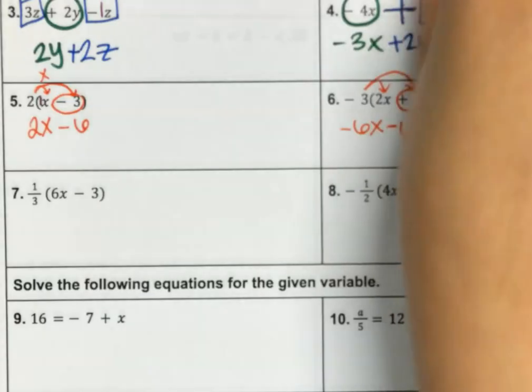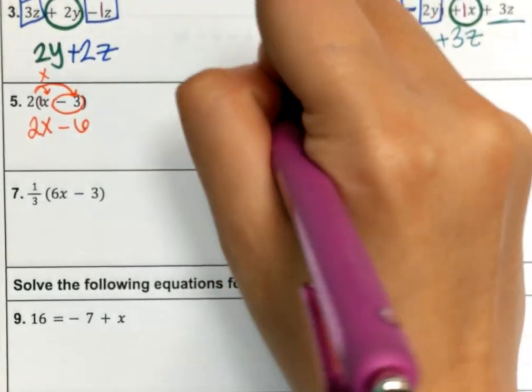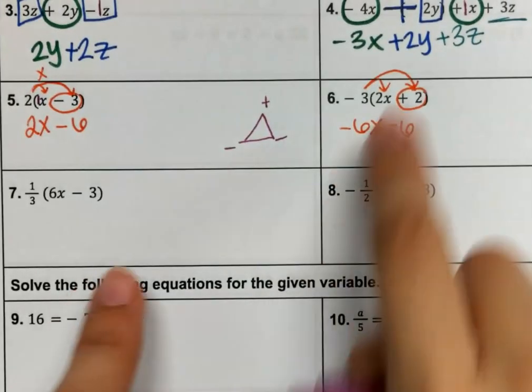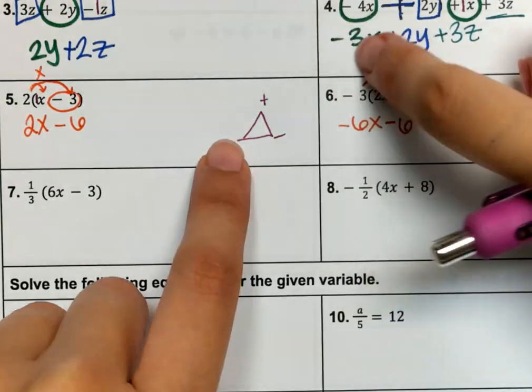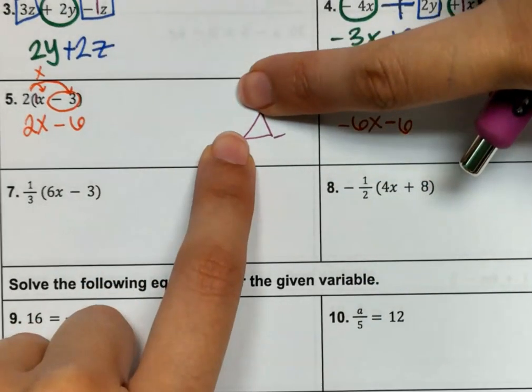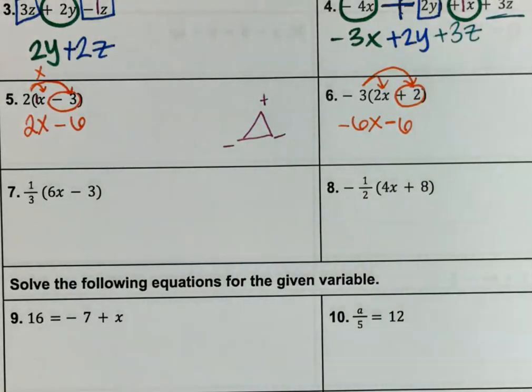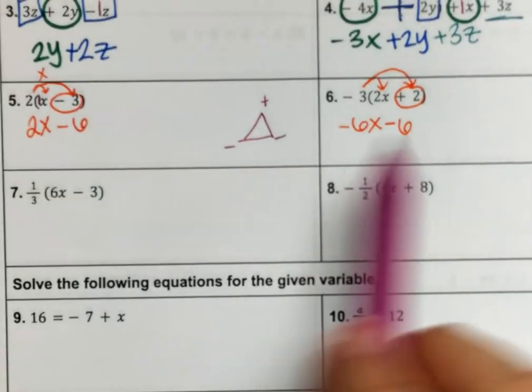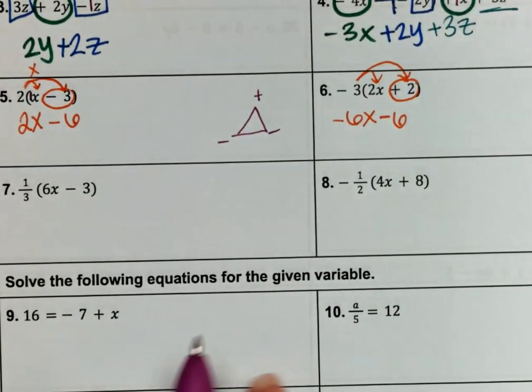If you do not remember your multiplication rules, don't forget you can draw your triangle, where you can say, hey, I have a negative 3, positive 2. My answer should be the leftover negative. Once again, these are not like terms, so my answer will stay as negative 6x minus 6.